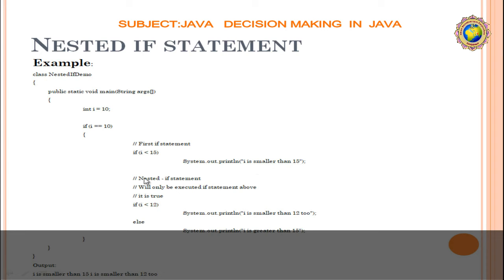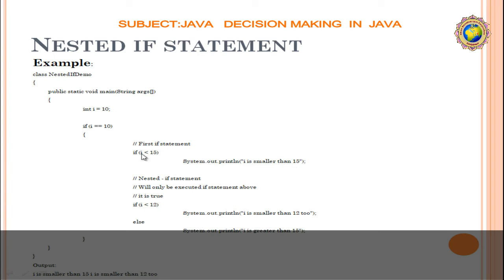Next, the nested if. The next statement: if i is less than 12, then System.out.println("i is smaller than 12 too"). Otherwise, "i is greater than 15" will be printed. It's simple. Suppose we take the value of i as 10. Then it checks the next condition: 10 is less than 15. Yes, so i is smaller than 15.